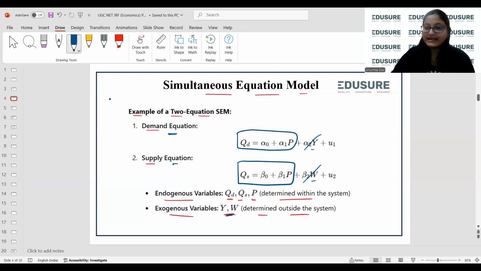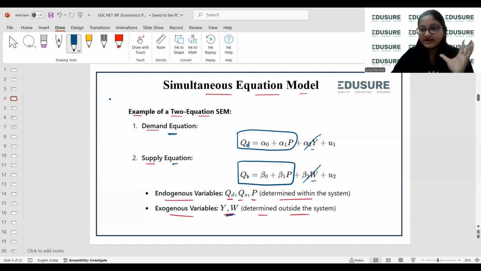If you eliminate the exogenous variable, the problem is that here, for notational simplification, we have written this QD and QS. For our convenience, we have written this suffix as QD and QS. But originally, you will have a data set. So can you specifically identify which one is the demand equation and which one is the supply equation?